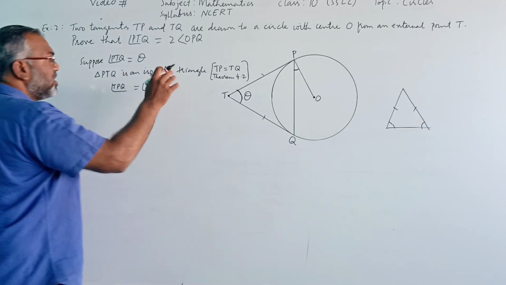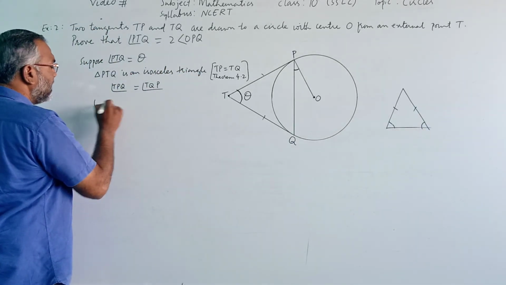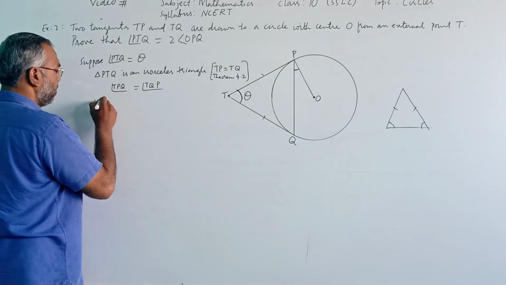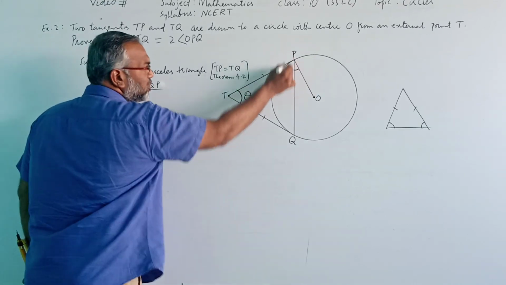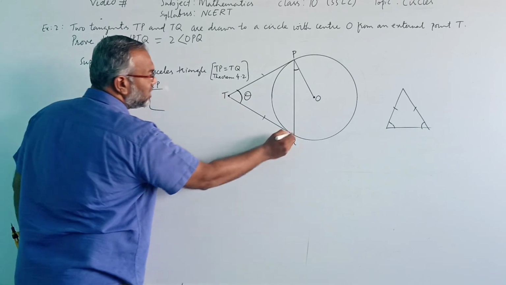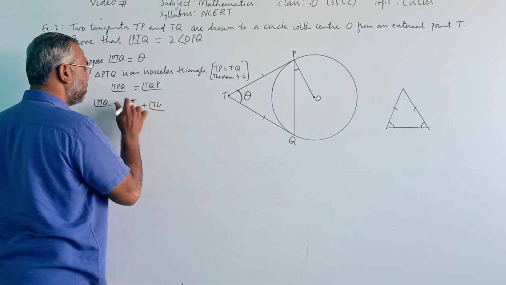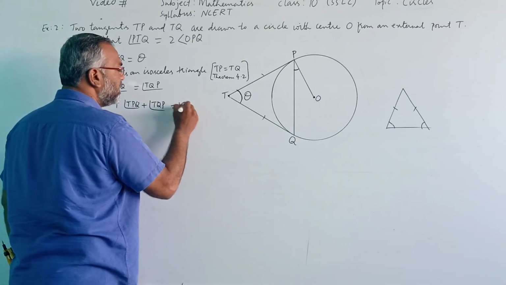Okay. Now because PTQ is a triangle, therefore angle PTQ plus angle TPQ plus angle TQP must be equal to 180 degrees.